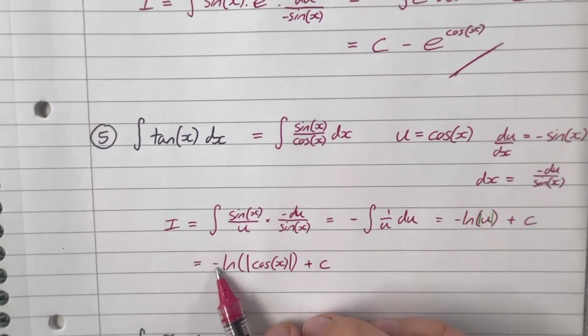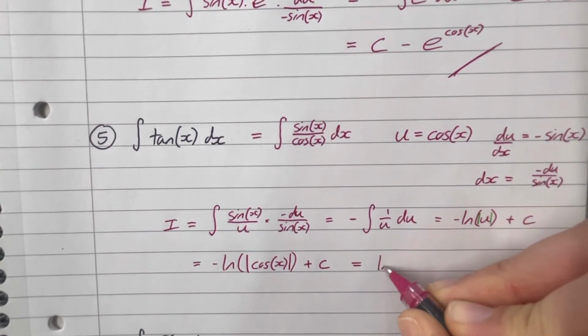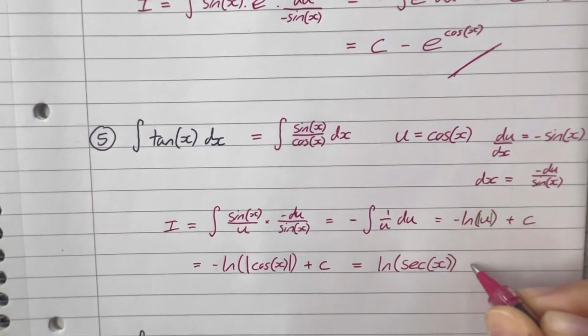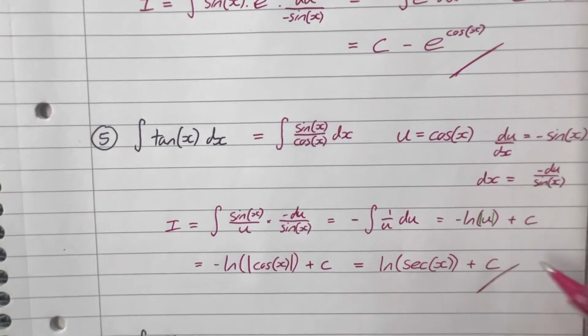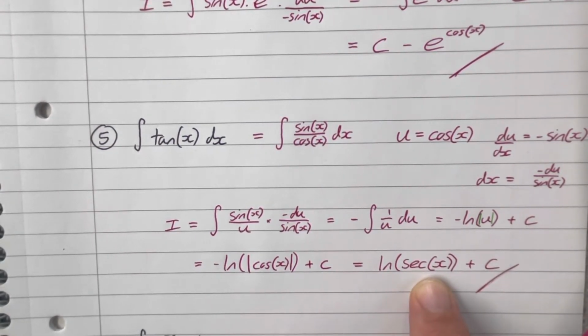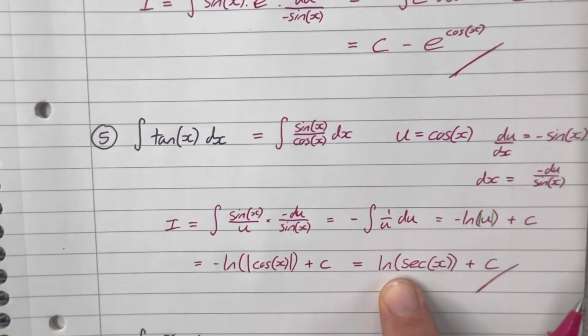But using a log law, that can come in as a power. So it'd be cos of x to the power minus 1, which is sec of x, 1 over cos. So it's log of sec of x plus c, and that's typically how you would see it written in any formula book or online. The integral of tan of x is the natural log of sec of x.